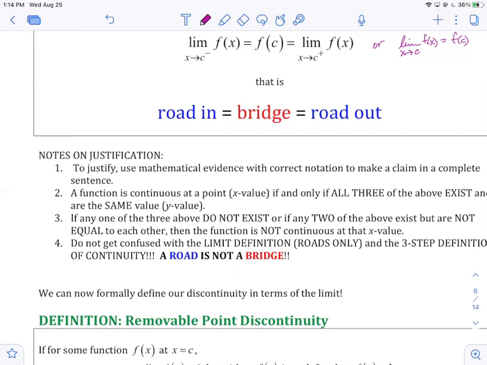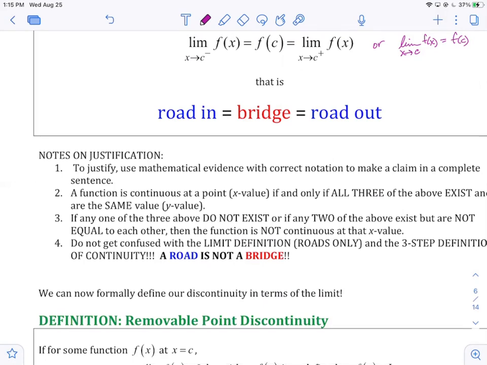But it could be that all three exist, and it could be that all three of them are different values. Whoa, what a botched construction project, right? Okay, so don't get confused on number 4. Don't get confused with the limit definition, which is the roads only, right? If the limit from the left equals the limit from the right, the general limit exists. Don't get that confused with the three-step definition of continuity.